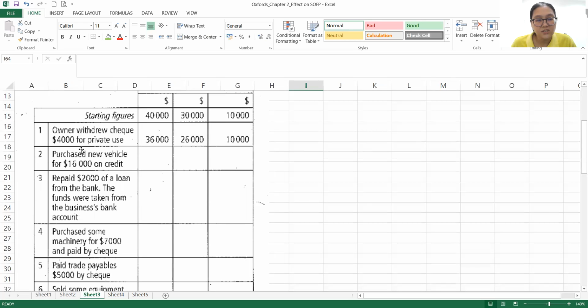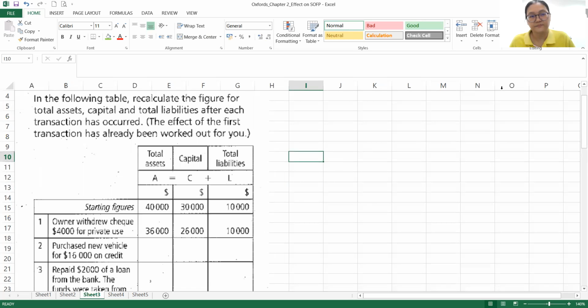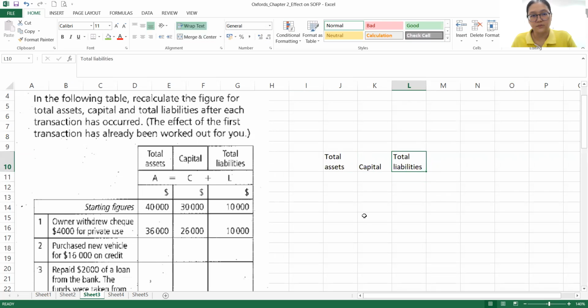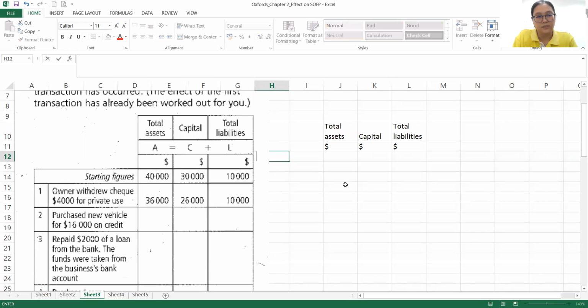So the next one, purchase new vehicle for 16,000. So I transfer this over to this side. Total asset, capital, total liability, this is what we have, and then this is the amount. I will straight away show the impact on number 2. Number 2, purchase new vehicle, meaning the vehicle is an asset.